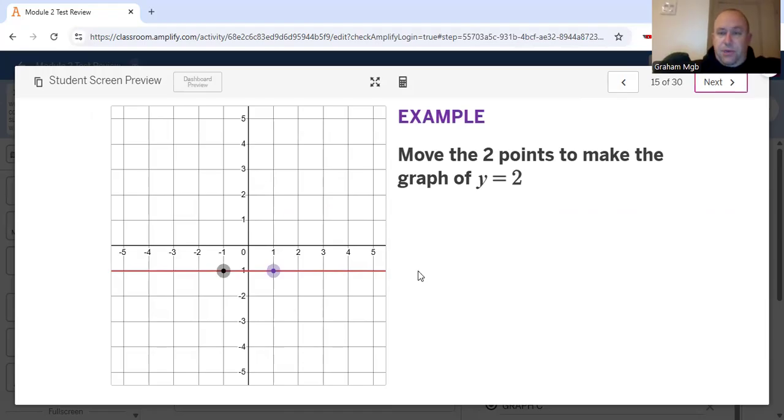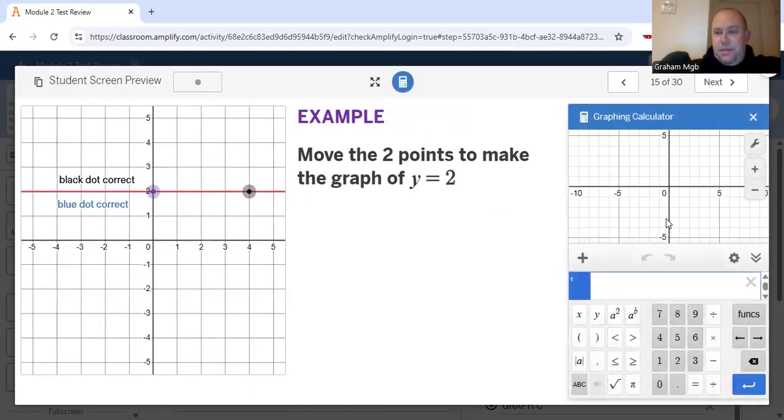Y equals 2. Now, there's only one letter for this one, so I know this is a special case. This is either horizontal or vertical. And the fact it's got a y in, I know this is HOY. So H-O-Y. H stands for horizontal, and I want it to go through 2 on the y-axis, and I want to make this a horizontal line. And it doesn't really matter where you put the second point on this. As long as you get that horizontal line, you're good.